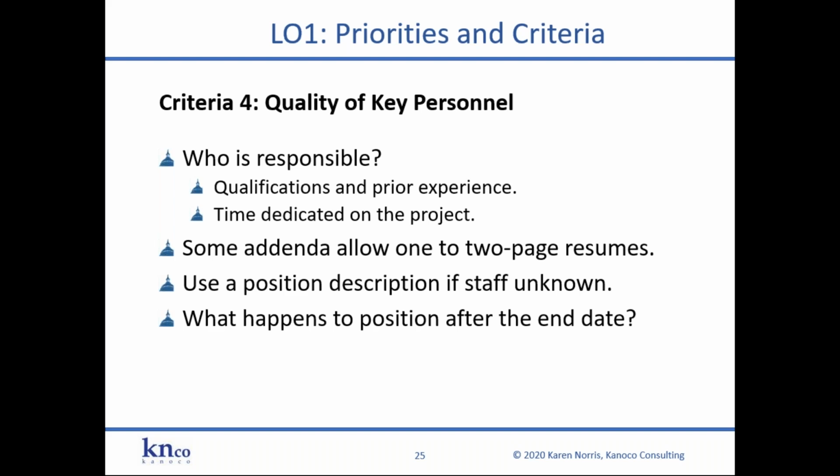And then if you don't know who you're going to use, you don't have your project director or your principal investigator in mind, well, then use a position description to describe the type of person you would be hiring to fill that position. And then the important thing is what happens to the position after the project ends. Is the institution going to commit to continuing that position, or is that position going to be terminated once the grant is terminated? So it's always good to be upfront about that at the beginning.